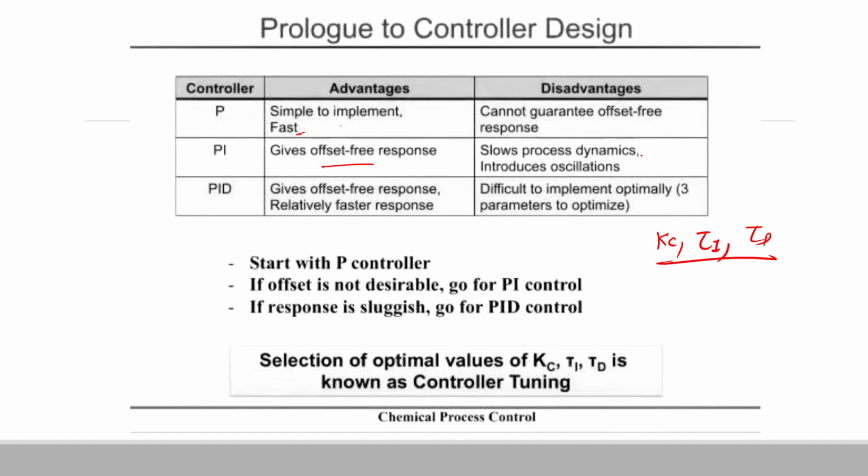And ultimately, the selection of optimal values of Kc, tau I, tau D is known as controller tuning. So we will be studying different controller tuning approaches, whereby we will see how we can obtain these parameters. One such approach is known as direct synthesis, which we will be studying in the next couple of lectures, after 2 or 3 lectures.